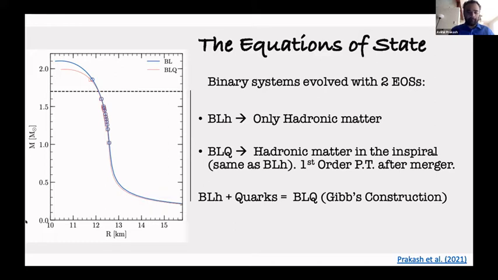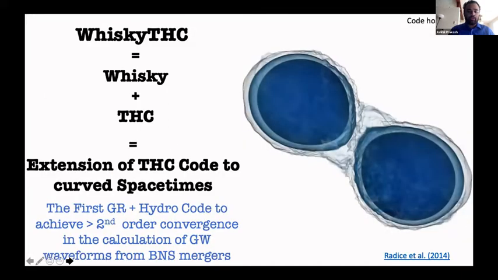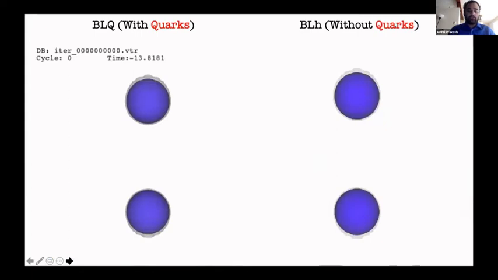Okay, a footnote on the kind of code we are using. We use the WhiskyTHC code, which is an amalgamation of the Whisky and THC codes. It is, nominally speaking, an extension of the THC code to general relativistic spacetimes. And it's the first GR plus hydro code to achieve more than second order convergence in the calculation of gravitational waveforms from BNS mergers.